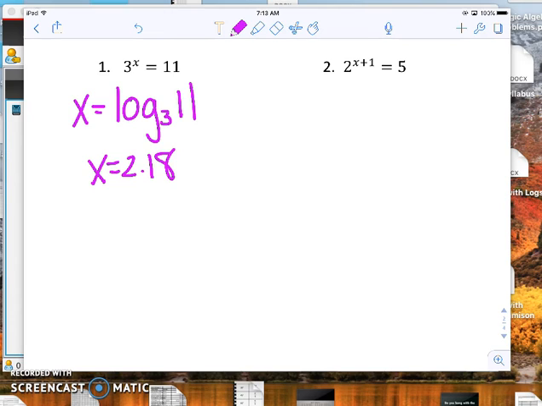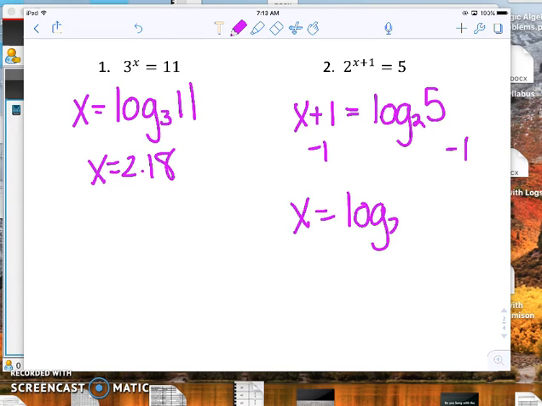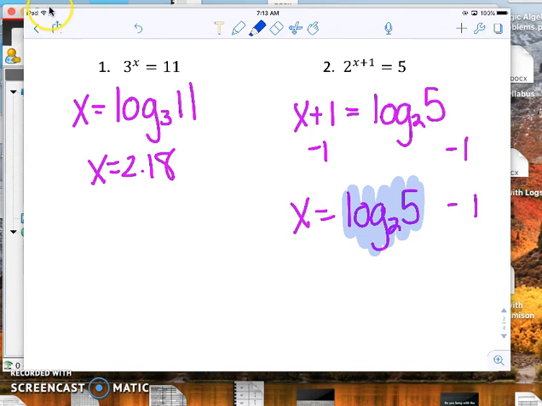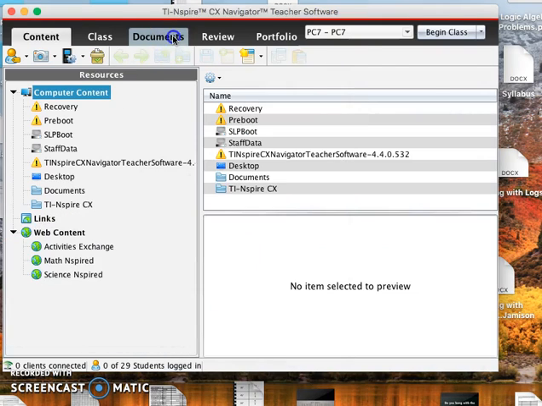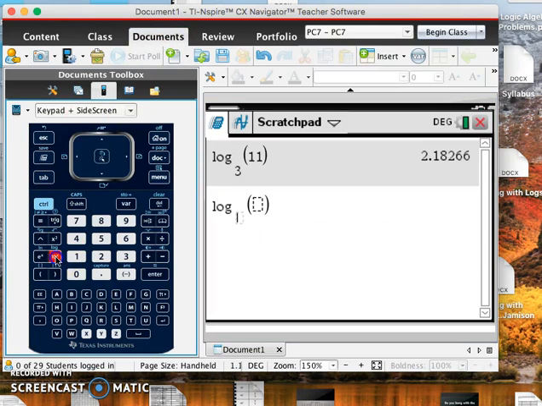So we can take a look at number 2 here, and again we can't make bases the same, so we're going to solve for our exponent. So x plus 1 equals log base 2 of 5, minus 1 on both sides. So x equals log base 2 of 5 minus 1. And remember that this stays together. This is a number on its own. So we just have to go to our calculator and enter log base 2 of 5 minus 1, and we have 1.32.